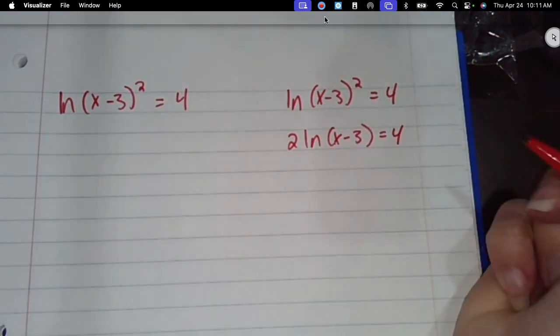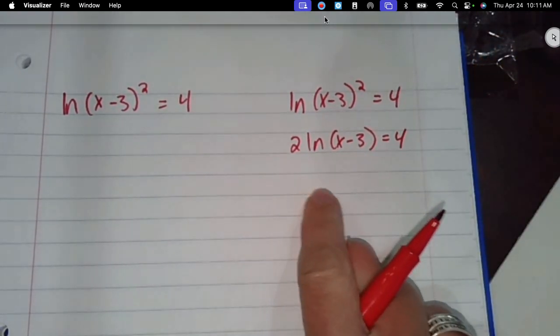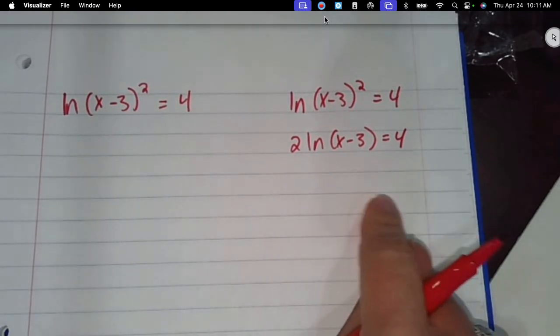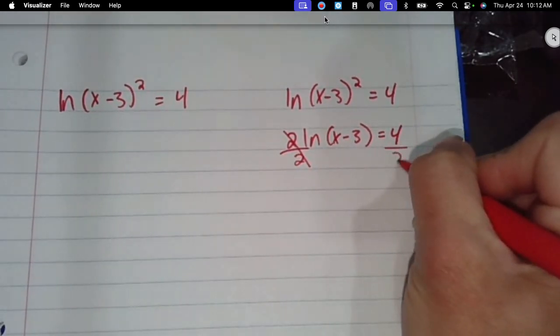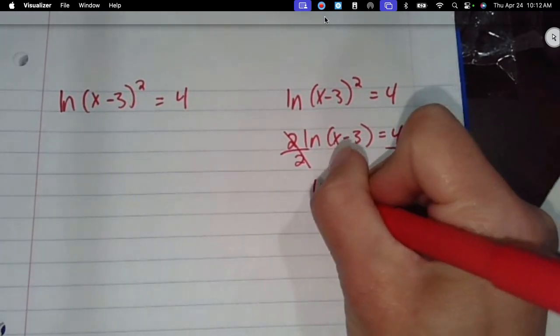Because I can, right? What can I do with that 2? I can divide by 2. Does everybody see that? So if I divide by 2, what's 4 divided by 2? 2.